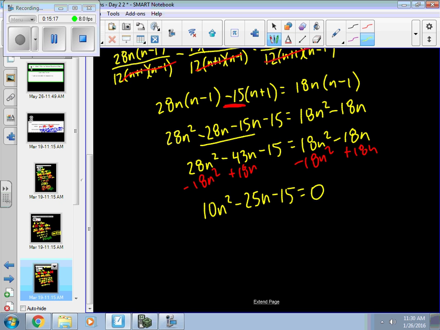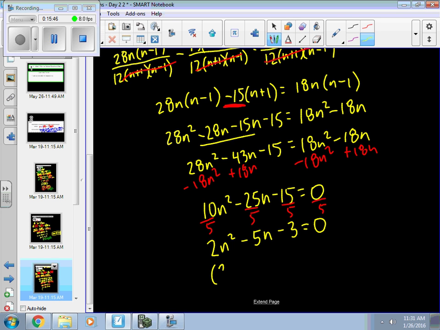All right. To solve that, we want to probably do some quadratic formula or factoring. I see one thing right away that we could do to make this easier. It looks like all three of these numbers are divisible by 5. So let's divide through here by 5 to make this a little easier. So we don't have quite as big of numbers to deal with. So that'll be 2n squared minus 5n minus 3 equals 0, divided by 5 is still 0.